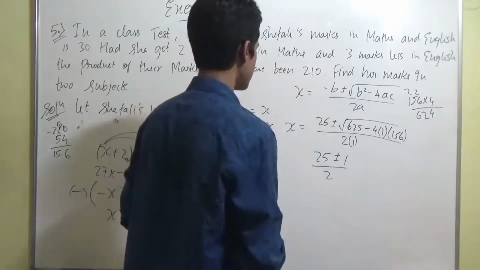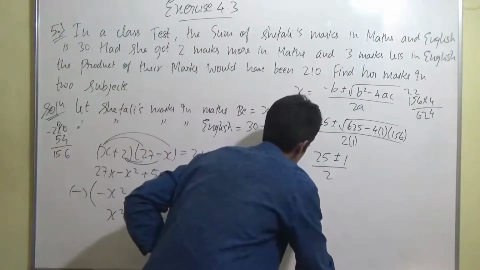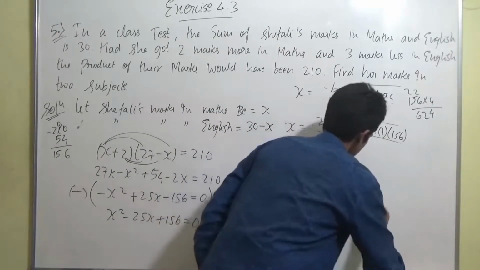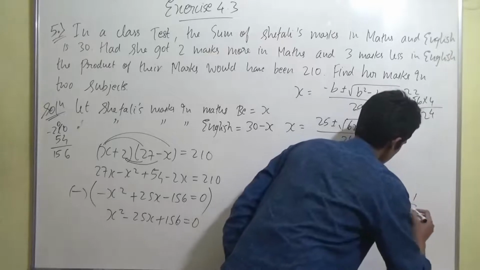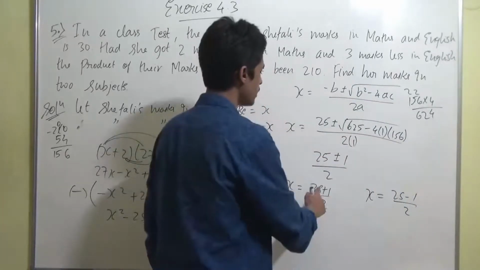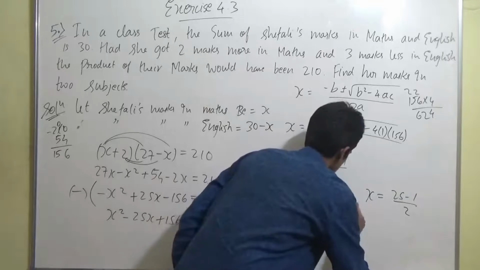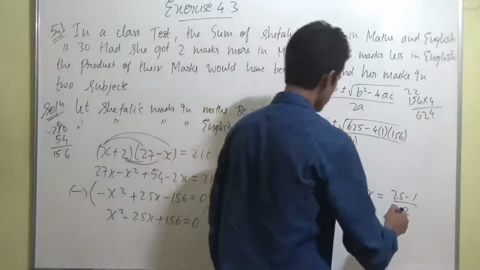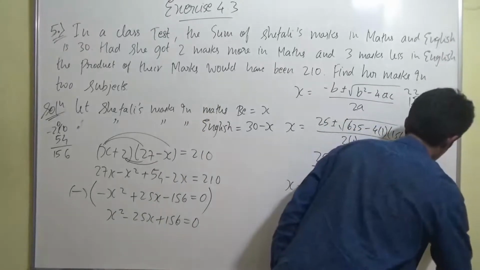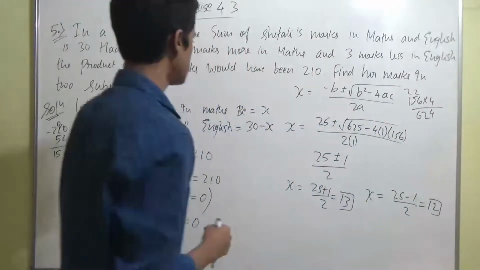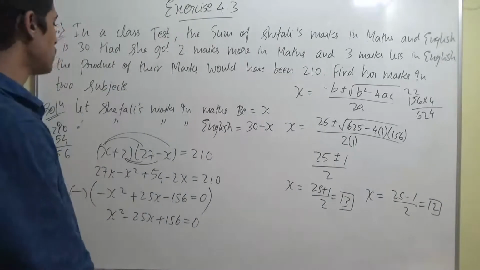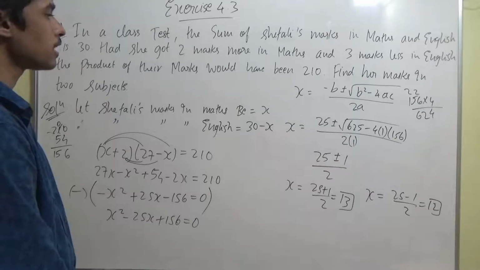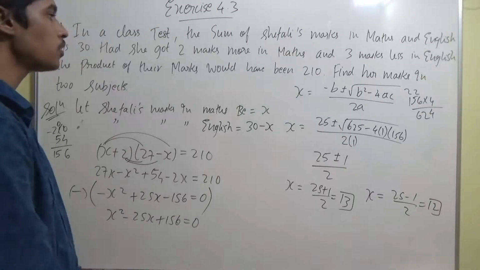So the answer you will get is x equal to, first let's do for plus, 25 plus 1 by 2, and here again x equal to 25 minus 1 by 2. So here you will get like 26 by 2, that is 13, and x equal to 24 by 2, that is 12. So now we got the value of x as 13 and 12. Okay, we have to get only one value, right? If we get two values, how to do it?